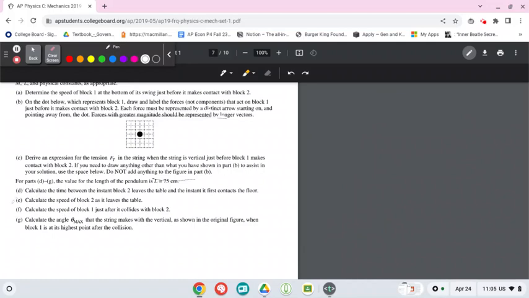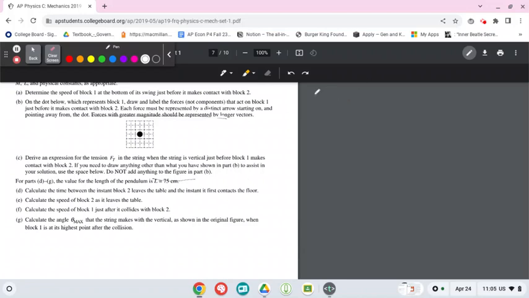Now let's do part D. Parts D through G are going to be a little bit more about the kinematics. Calculate the time between the instant block 2 leaves the table and the instant it first contacts the floor. When block 2 leaves the table, it's only going to have a horizontal component of velocity. It's not going to be moving up or down right when it leaves the table. That means we can figure out the time taken using kinematics.